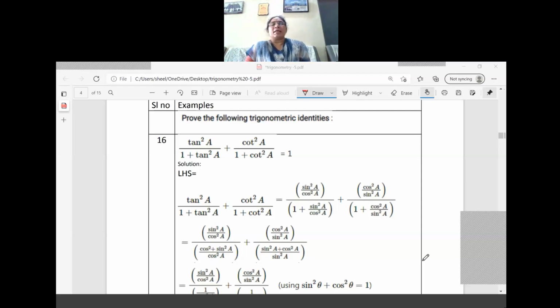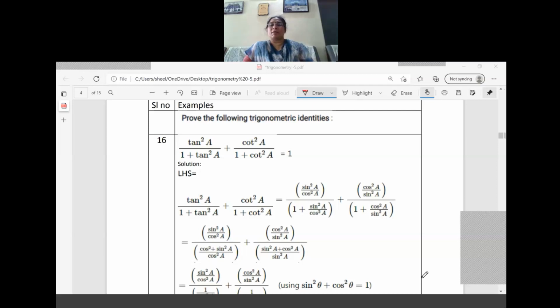The question is: tan square A divided by 1 plus tan square A, plus cot square A divided by 1 plus cot square A, equals 1. So here we have to prove that LHS equals RHS. LHS has many terms given. What is RHS? RHS is just 1.